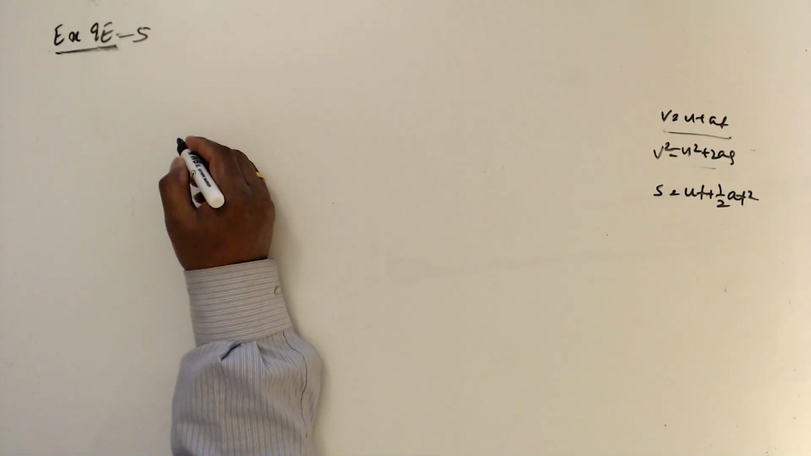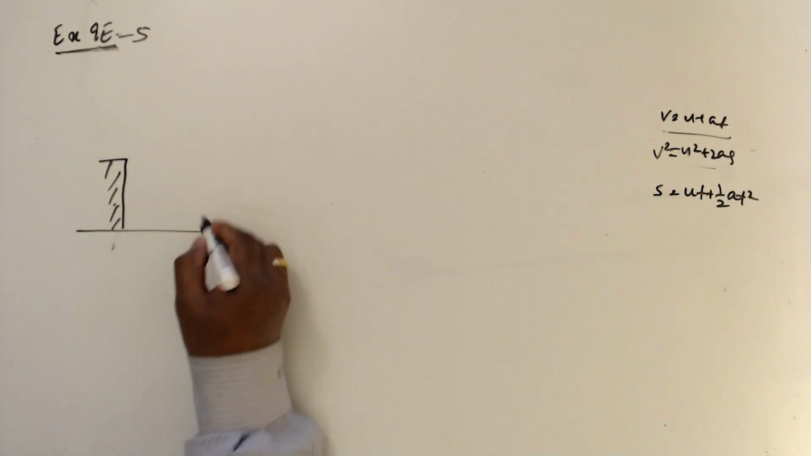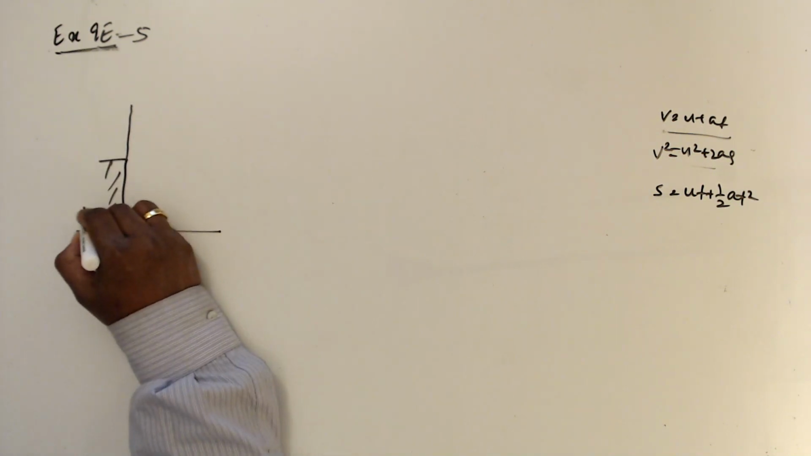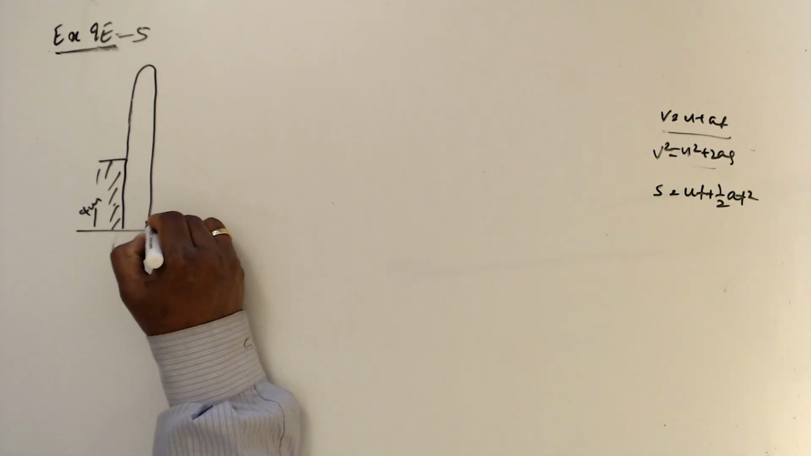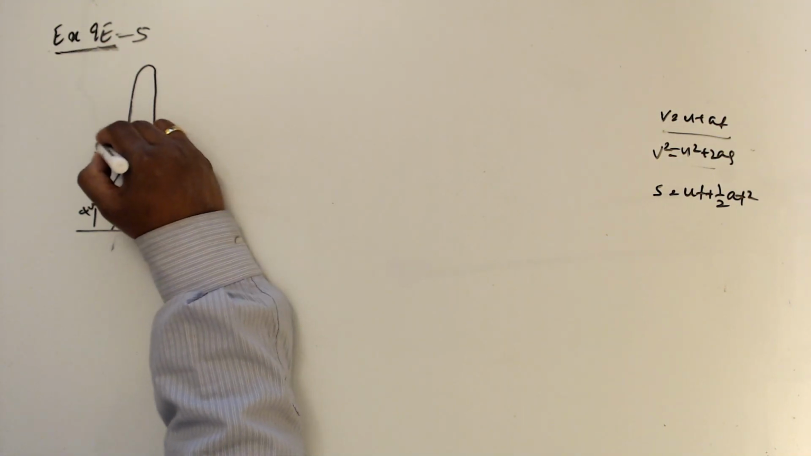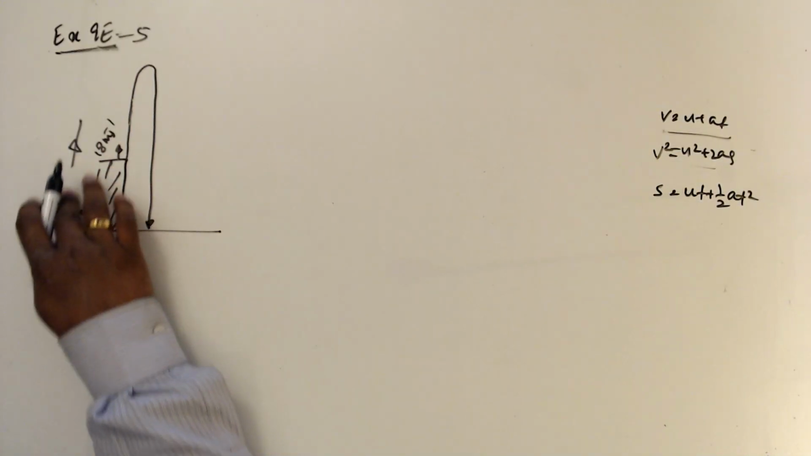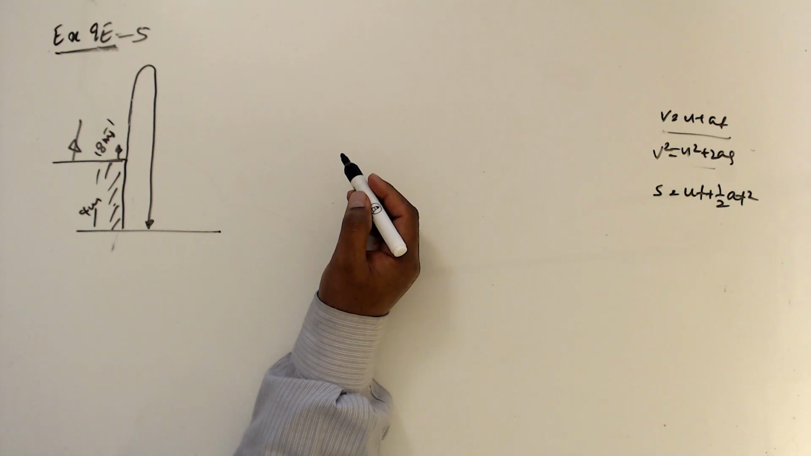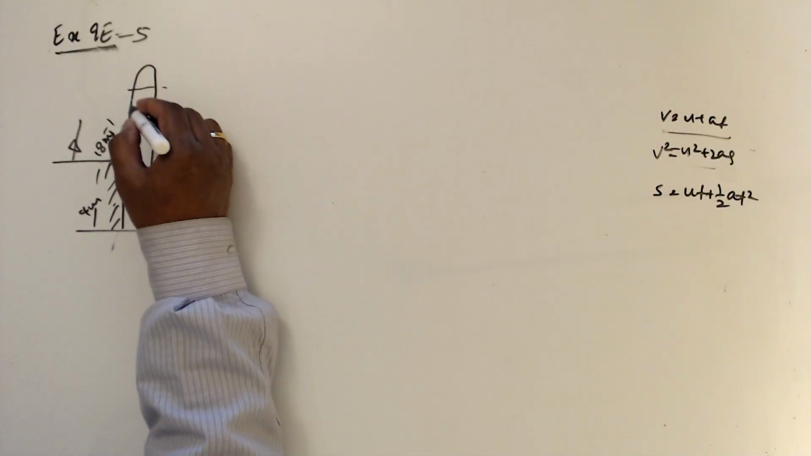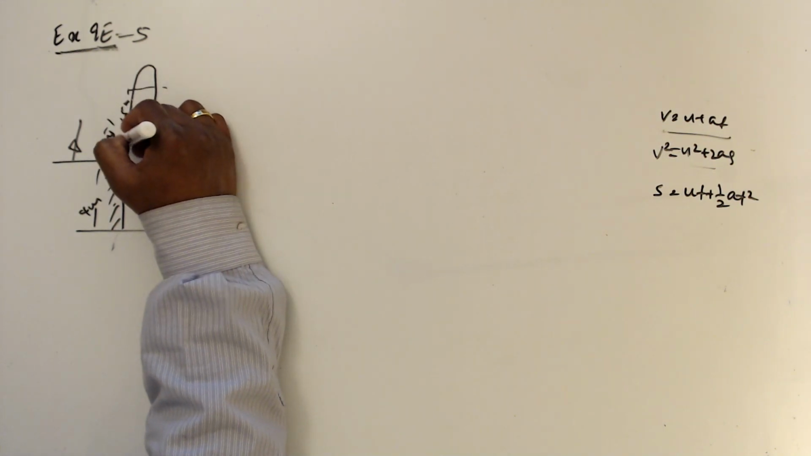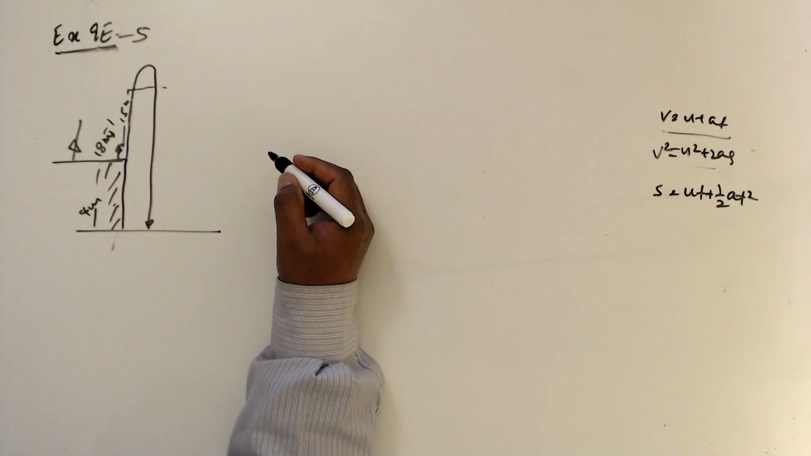Question number 5. The ball is projected upward from a point which is 4 meters above ground level. This is 4 meters. This is 18 m/s, so we'll take this one as the positive side. From this point, we need to find the speed of the ball when it is 15 meters above its point of projection.